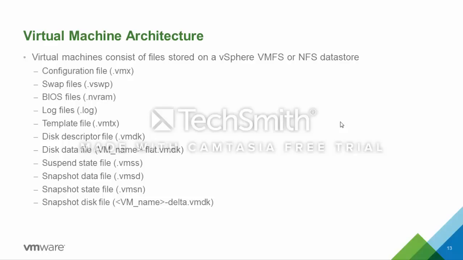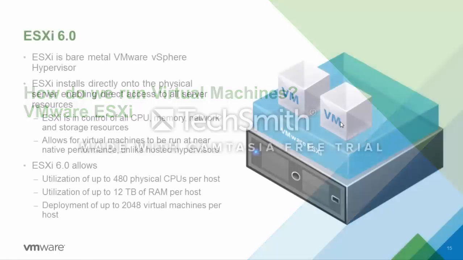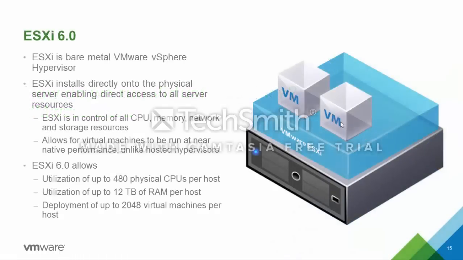We have other files that are associated with the VMs as well, like if we create snapshots, if we're using change data tracking, other functionality, which again I won't dig into in today's session. So how do we run virtual machines? We talked about ESXi, right? VMware ESXi. So ESXi is the hypervisor that installs onto that physical server and allows us to create these virtual machines. It also allows us to share the underlying physical resources in these VMs.